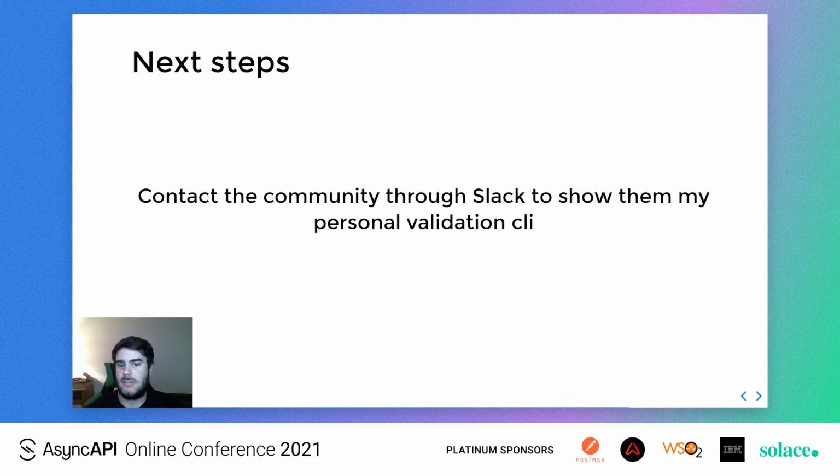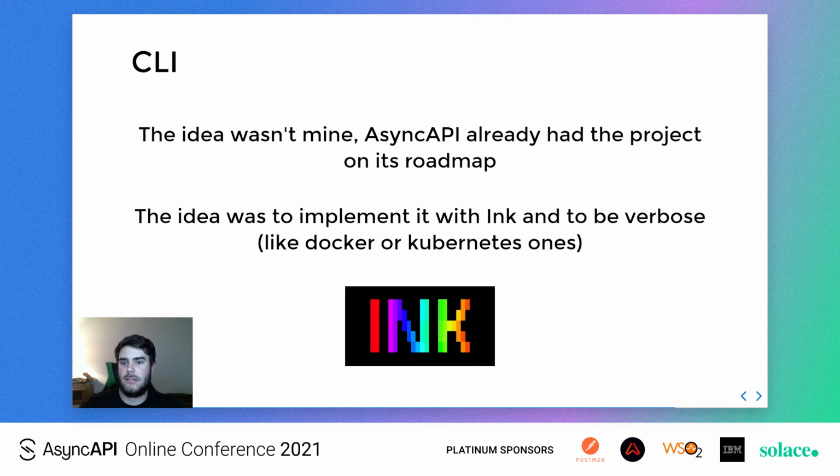Then I decided to contact the community through Slack and show them the CLI I had built in order to see if they were interested in adding it to their project. I noticed that the CLI was already in their roadmap, so after seeing what I have done so far, they suggested that I contribute to the internal CLI from scratch. Their plan was to implement it using Ink. For those who don't know, Ink is a library to build CLIs using React components.